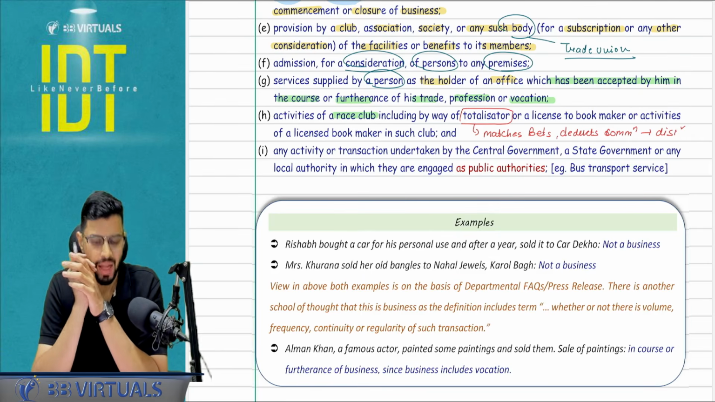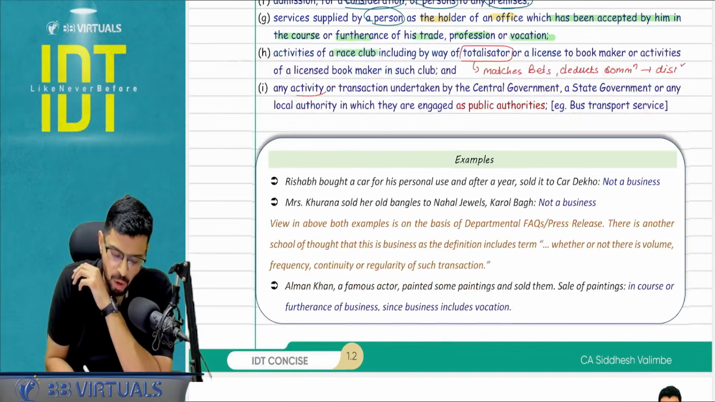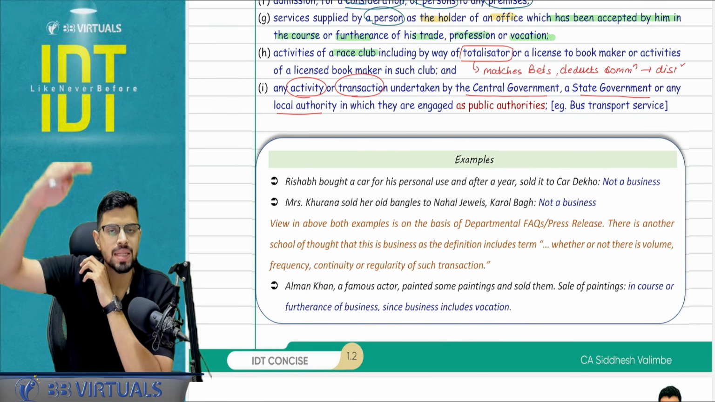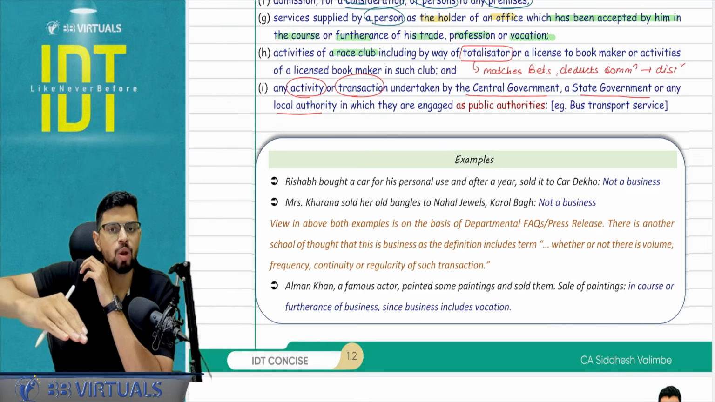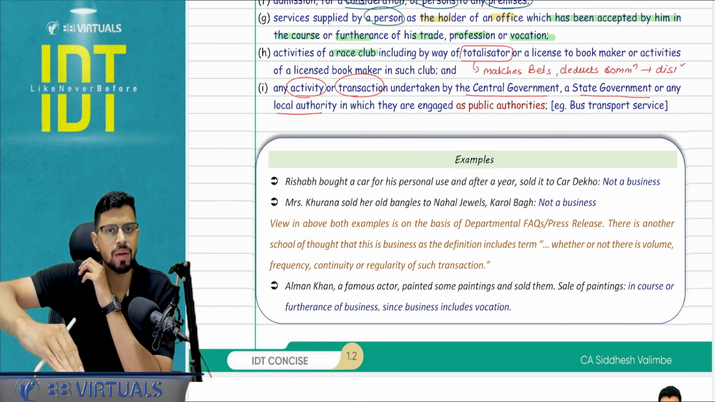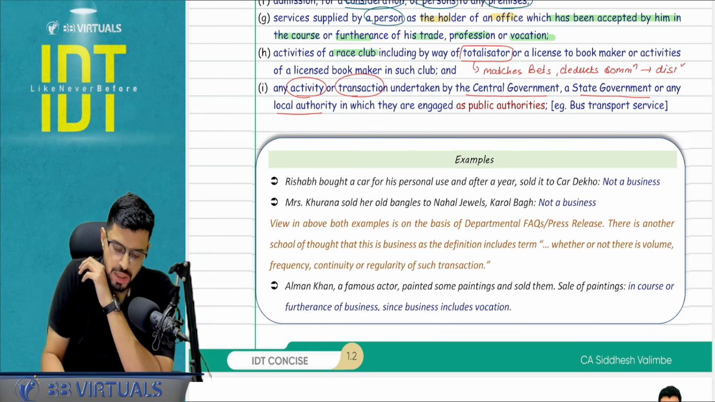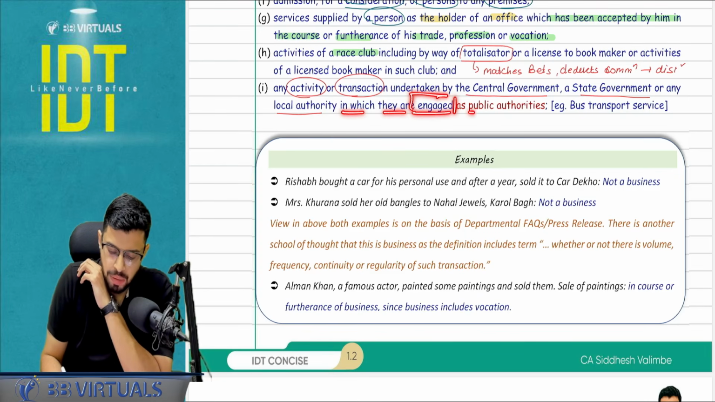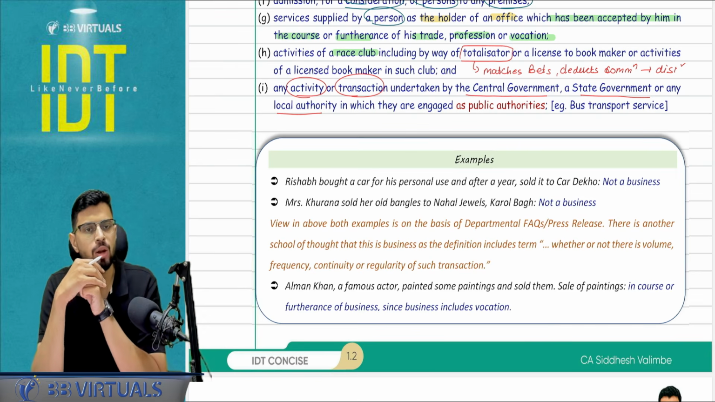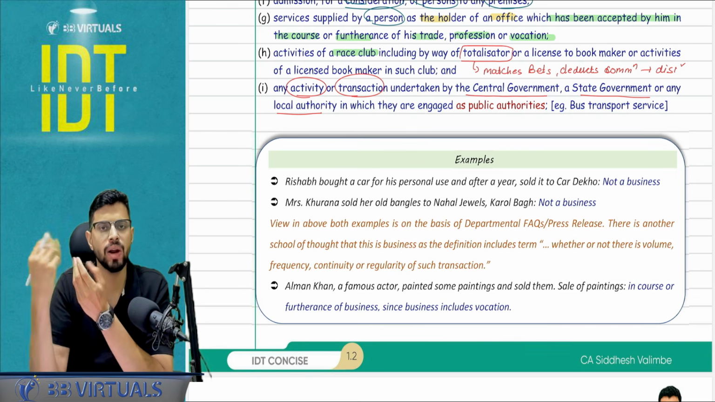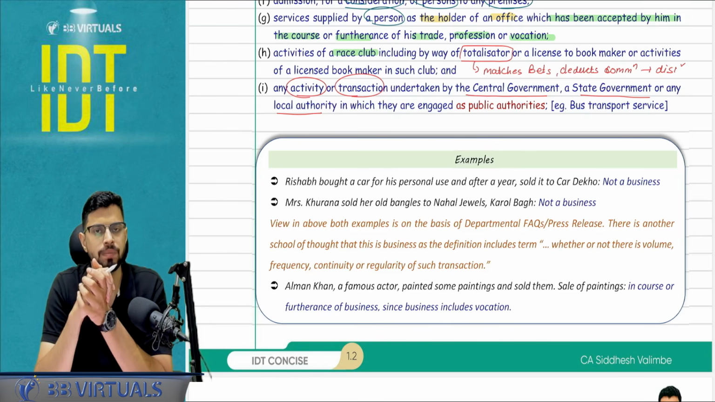Or any activity or transaction which is undertaken by central, state, or local authority. The top union government, state government, or the third level local authority, the third level government, municipality level. So these transactions which are undertaken by the government in which they are engaged as a public authority. Now, what do you mean by public authority? They are providing the services to the public at large.